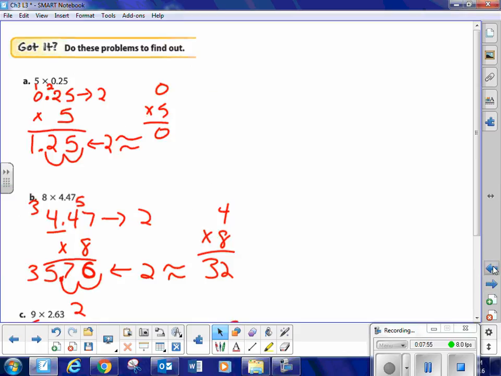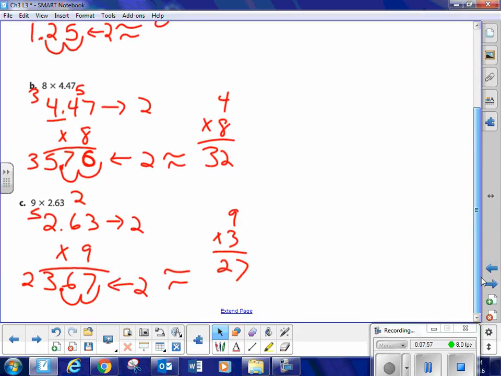See, now look. 9 times 2.63 is 23.67. Should it be more or less than 9 times 3? It should be less than 9 times 3, right? So if this number, 23.67, were greater than 27, that's a problem. Okay? So that's why we're checking this.